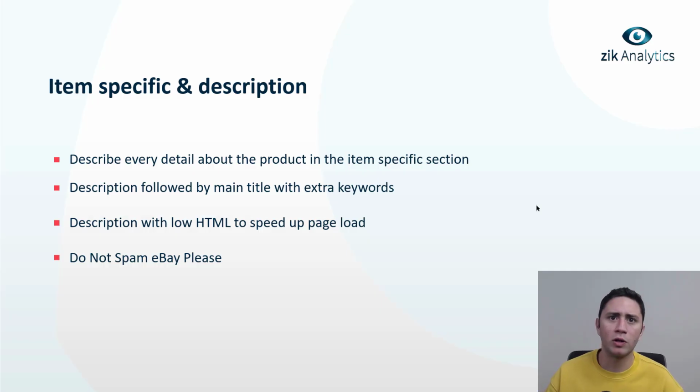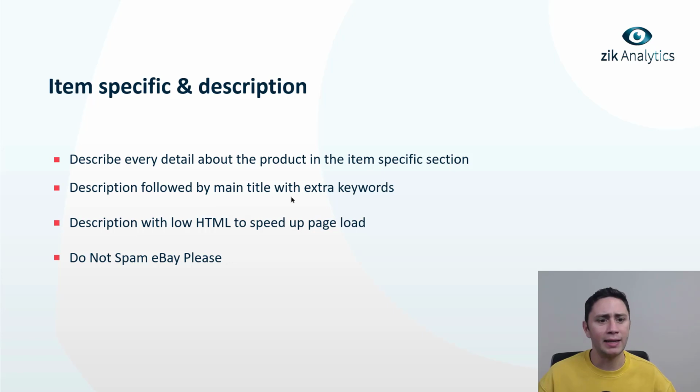Let's move there. So before we do the live demonstration, I want to go through some important criteria here, okay? So item specific and description, it's really important to understand how to fill the item specific correctly and how to write a description. Let's go through the bullet points. So number one, describe every detail about a product in the item specific section. Try to be as professional as possible. No spamming, okay? Materials, size, any specific features. Maybe this tripod is compatible with some specific brands, you can add all the important information.